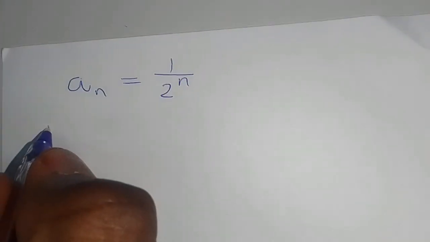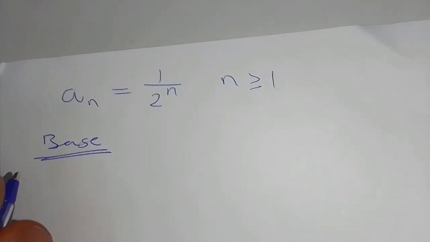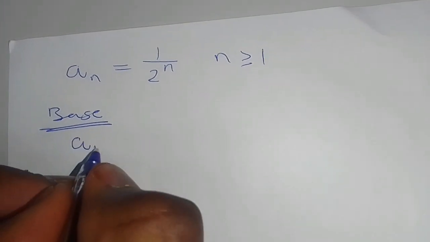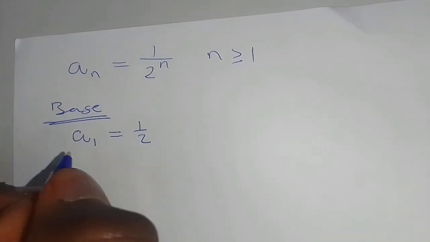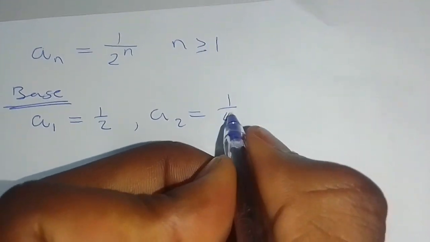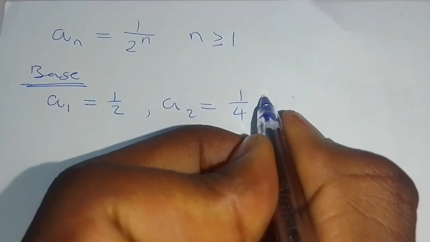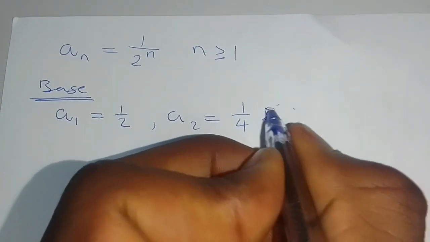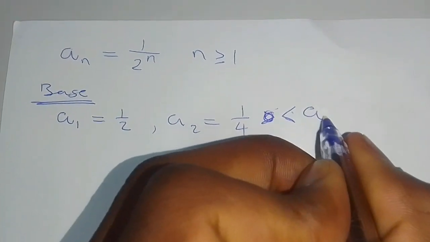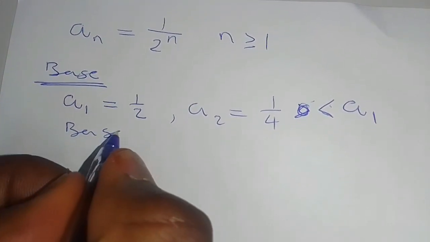What we're going to start with is the base case. Let's say that n is greater than or equal to 1. With the base case, you evaluate a1, and you get 1/2. Then if you evaluate a2, you get that a2 is 1 over 4. This shows that a2 is less than 1/2, so a2 is less than a1. So this shows that the base case is true.